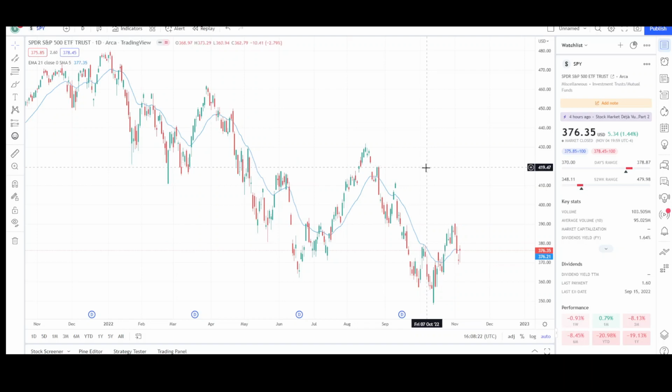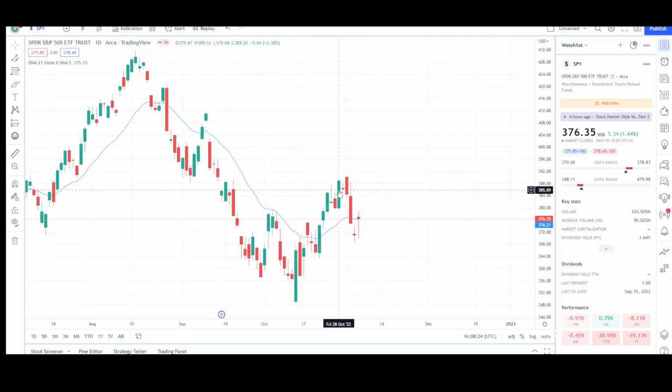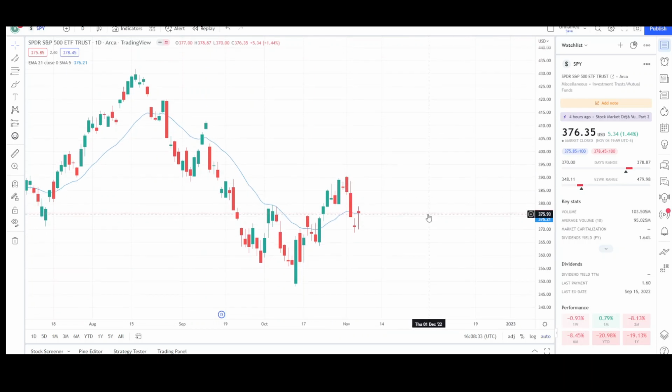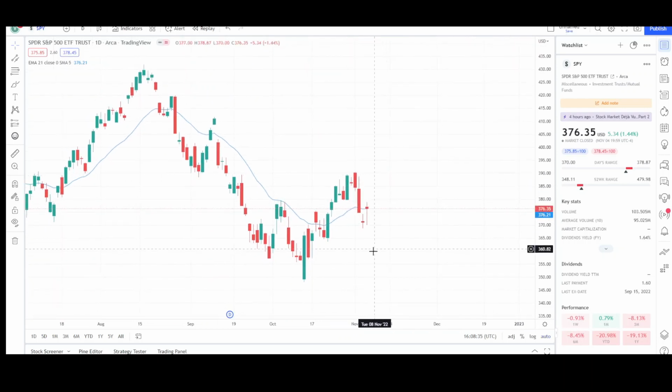So let's take a look at the SPY. Last time I looked at the SPY, I believe prices were right around the high 380s. And from there, we saw a pullback or a short-term sell-off. So is this the top and we're going to continue lower, or are we going to see another leg up? Well, let's take a look at the chart.